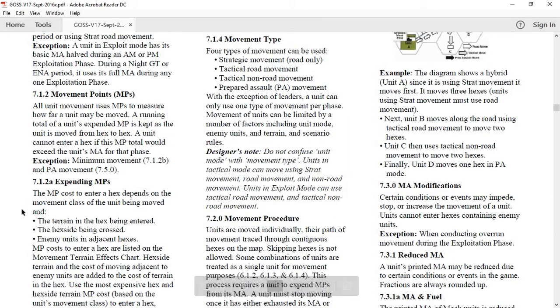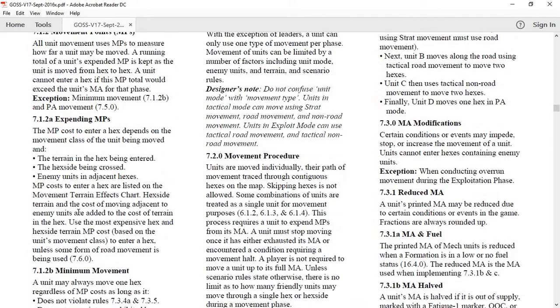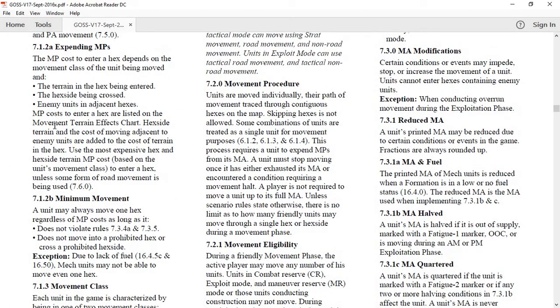Expending MPs. The MP cost to enter a hex depends on the movement class of the unit being moved and the terrain in the hex being entered, the hex side being crossed, and enemy units in adjacent hexes. MP costs to enter a hex are listed on the movement terrain effects chart. Hex side terrain and the cost of moving adjacent to enemy units are added to the cost of terrain in the hex. Use the most expensive hex and hex side terrain MP cost based on the unit's movement class to enter a hex, unless some form of road movement is being used.